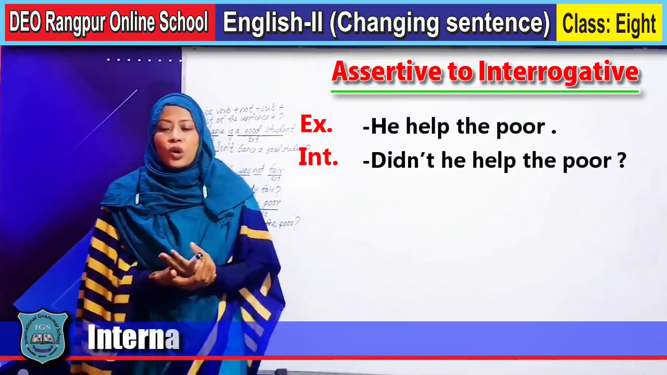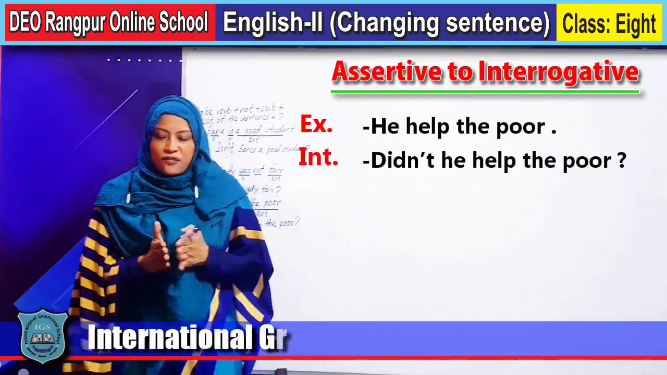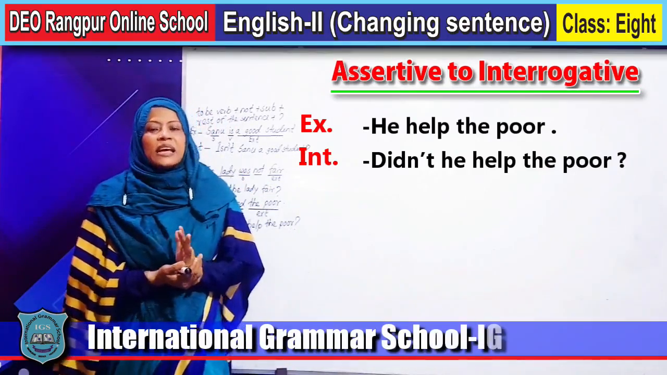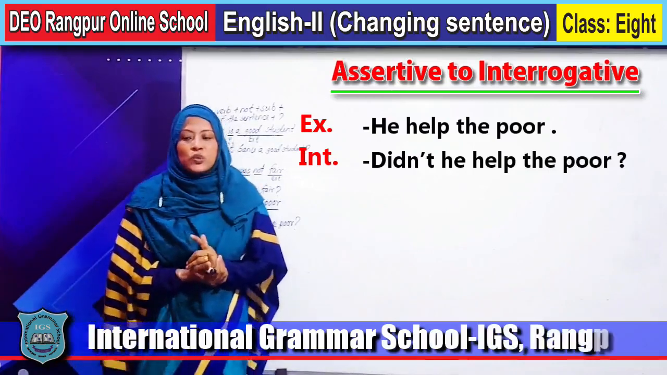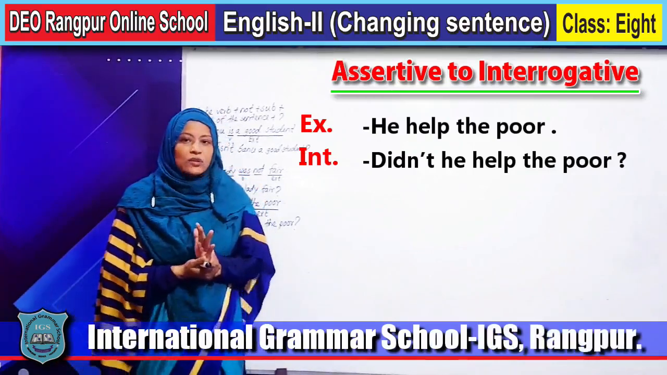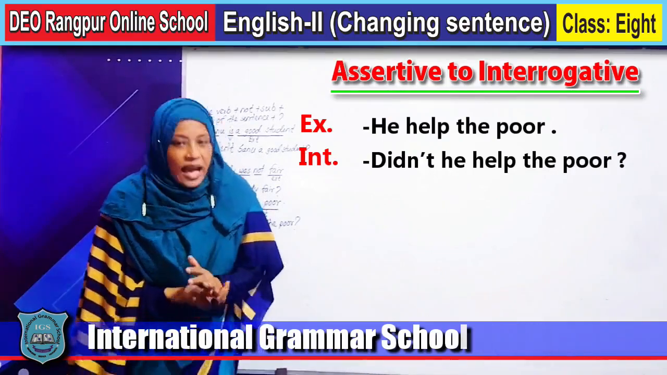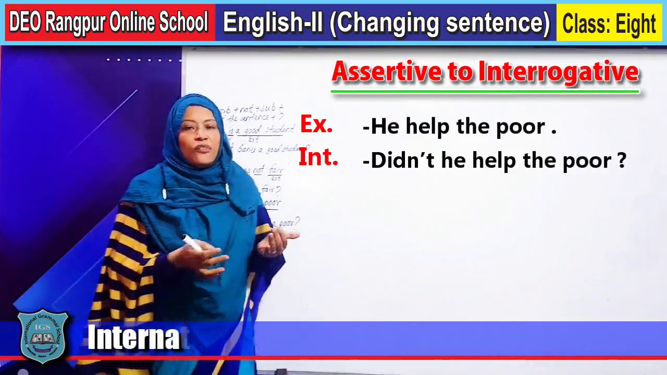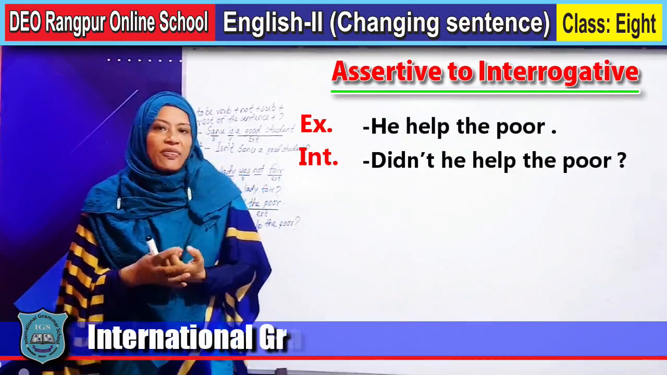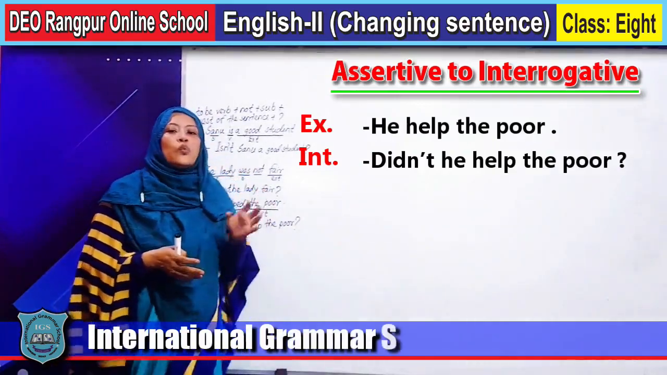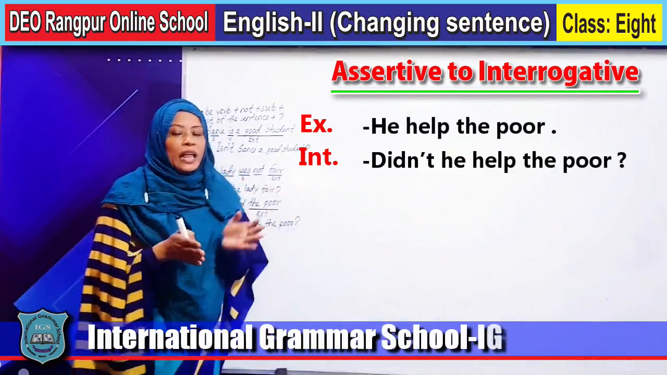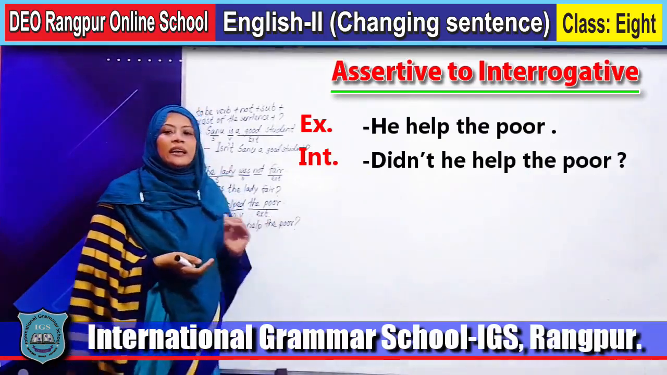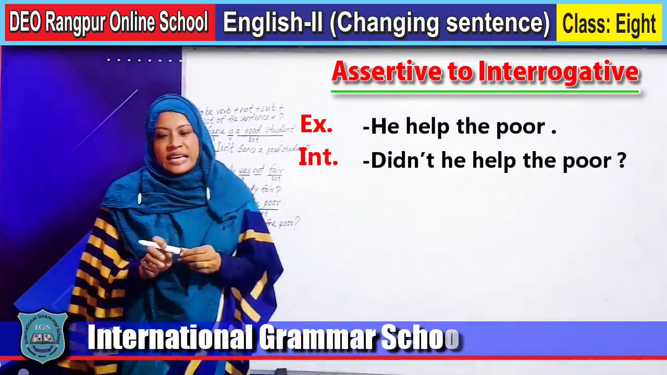What does rule 4 say? Rule 4 says that if never and nothing are found in an assertive sentence, to make it interrogative, we have to use ever instead of never and anything instead of nothing. I'm telling again: if we find the words never and nothing in an assertive sentence, while making it interrogative, we'll have to write ever instead of never and anything instead of nothing. Let's see an example.